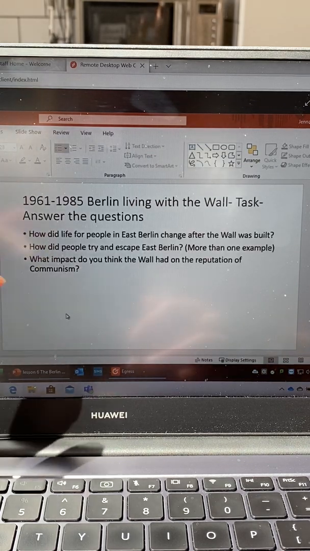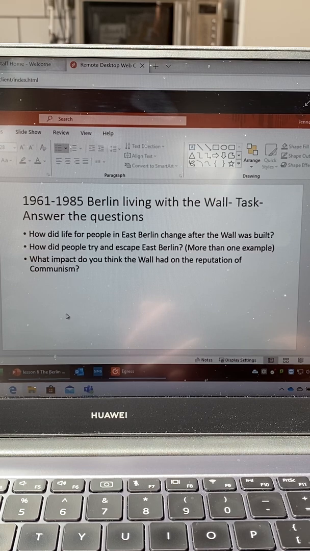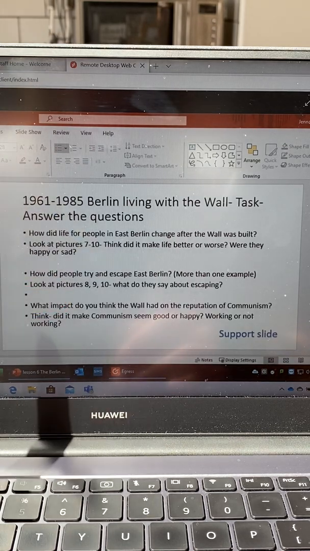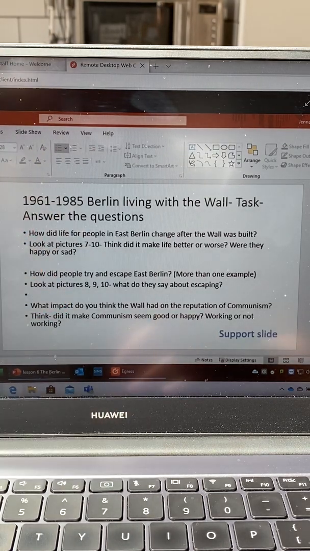And then we've got 3 little questions just to answer. How did life for people in the East Berlin change after the wall was built? How did people try and escape? Try and find more than one answer. Like I said, there's lots of ones mentioned there. And again, all about this impact of the wall on the reputation of communism. Again, if you're not sure what to do, I've referenced the picture numbers there for you.